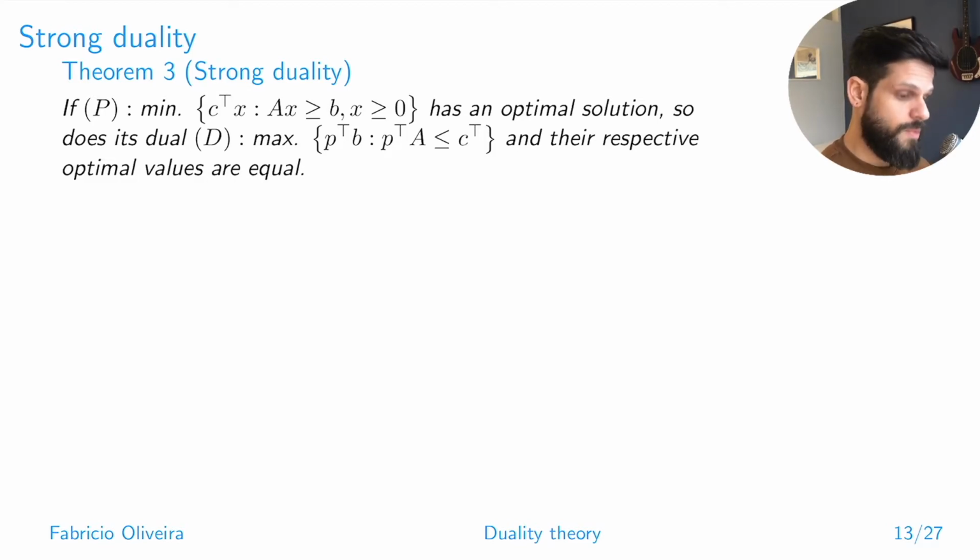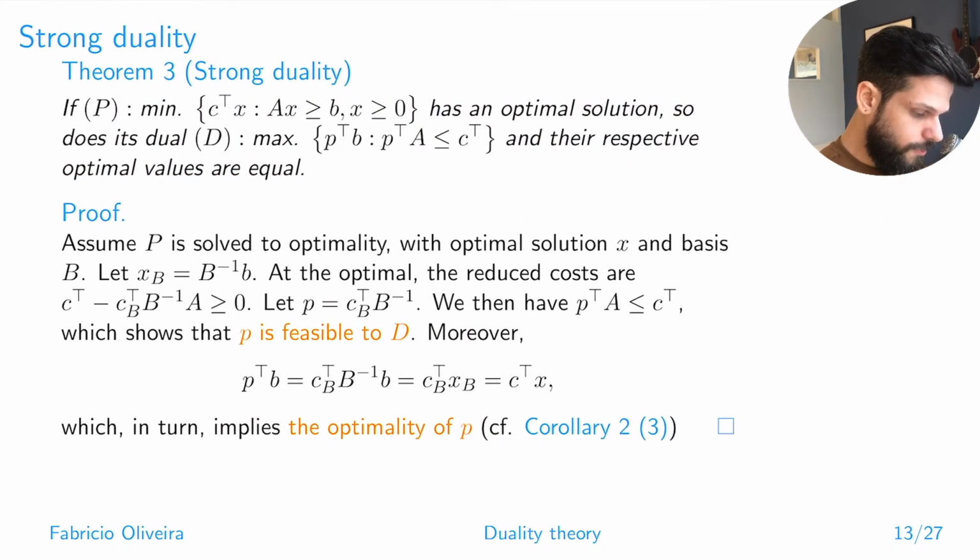So if you can find an optimal solution for your primal problem, you can find an optimal solution for your dual problem, and their respective optimal objective values are the same. So this is the main result, or the most important result, because it gives you the guarantee that you can use your duals to go about solving your primal problems, and that's what you were looking for when you were developing this framework.